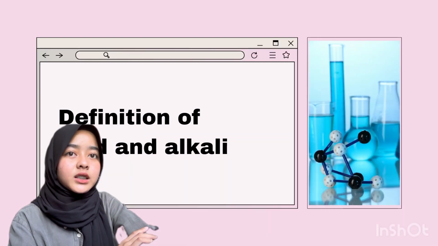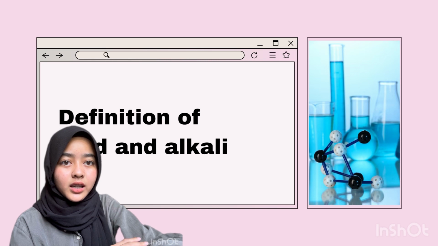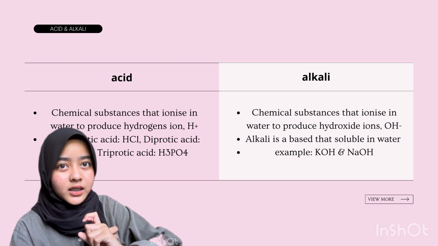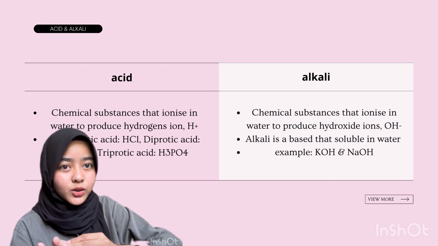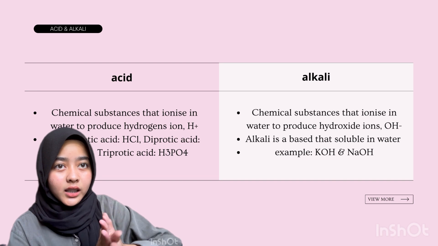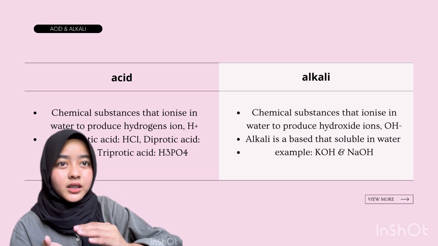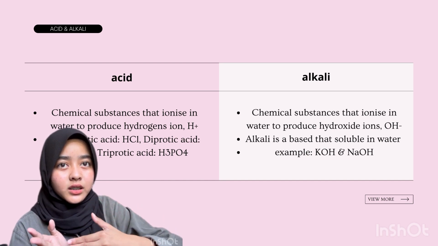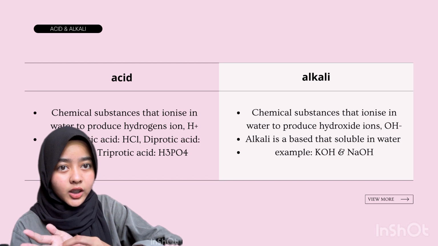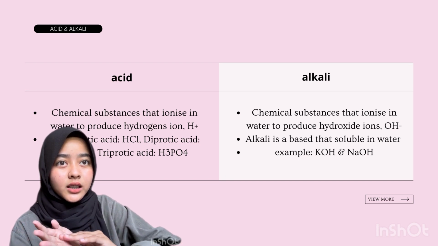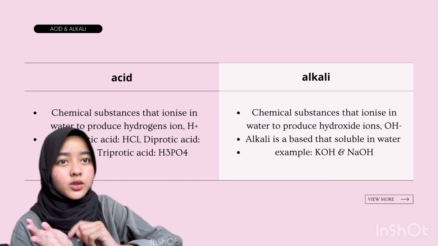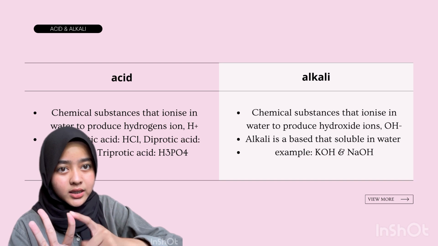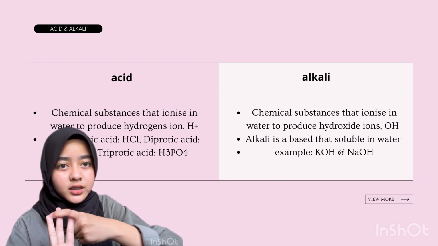Let's go for the first subtopic, which is definition of acid and alkali. What is acid? Acid is a chemical substance that ionizes in water to produce hydrogen ions, H+, while alkali is a chemical substance that ionizes in water to produce hydroxide ions. What is the difference? The difference is acid will produce hydrogen ion, which is H+, while alkali will produce hydroxide, which is OH-. Acid has three substances, which is monoprotic acid, diprotic acid, and triprotic acid.